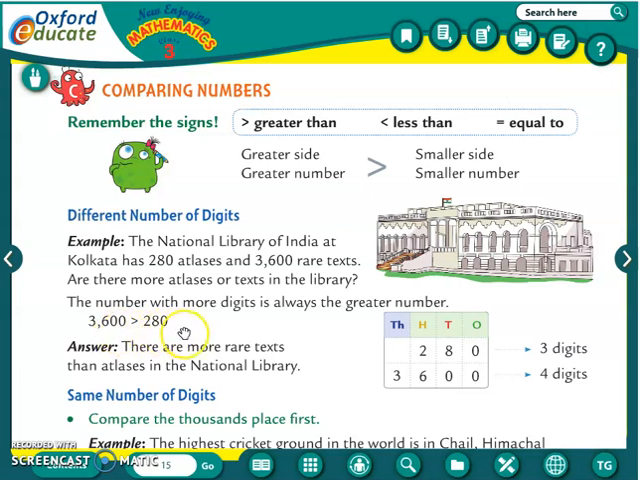So from this we can say 3,600 is bigger than 280. So for this example we can write the answer like this: there are more rare texts than atlases in the National Library.